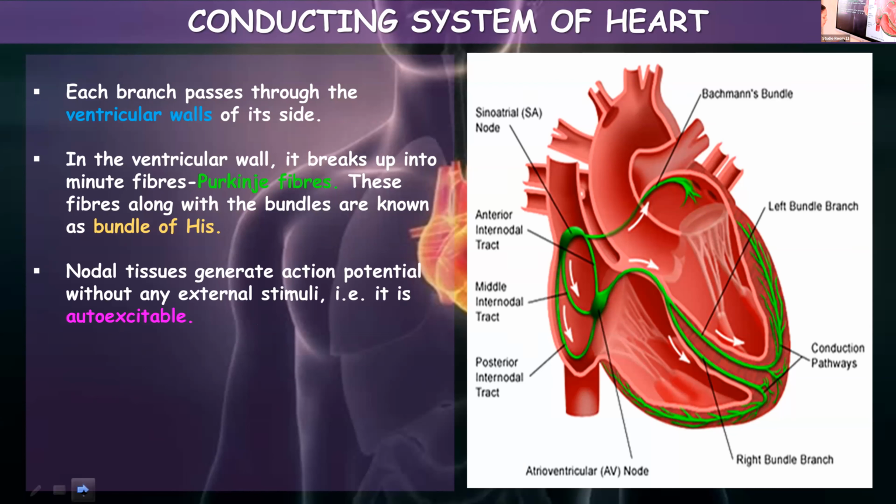Nodal tissues. Now, what is the role of these nodal tissues? In the beginning, I told you the conducting system of the heart consists of nodal tissues, bundles and fibers. Now we have discussed bundles, fibers and nodal tissues. The function of the nodal tissue is to generate action potential. An electrical impulse will be generated and it doesn't require any external stimuli. It is auto-excitable, that is, without any external input, it can generate electrical impulses on its own. That is a speciality of these nodal tissues.